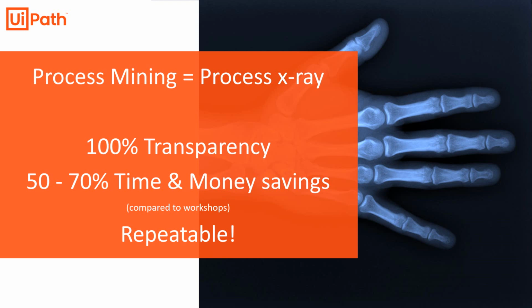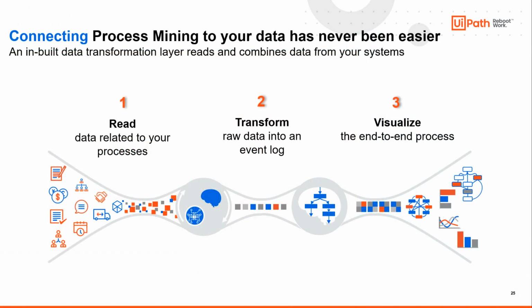Phase one, you discover your processes and where there may be areas of improvement. But perhaps more importantly, phase two is after you make some of those changes, there could be downstream impacts. Well, once you already have process mining mapped, you'll be able to take a look at those. There are three steps to process mining.